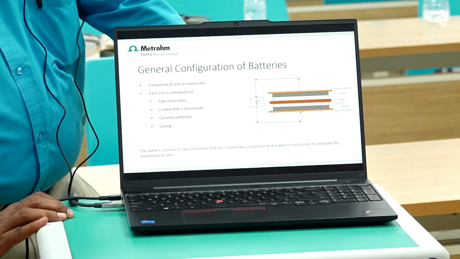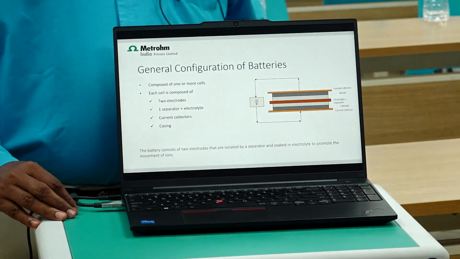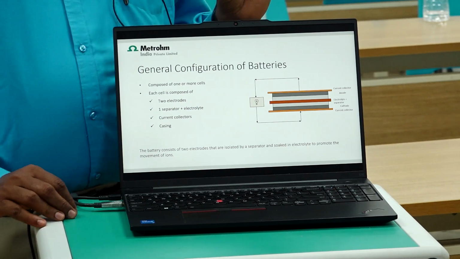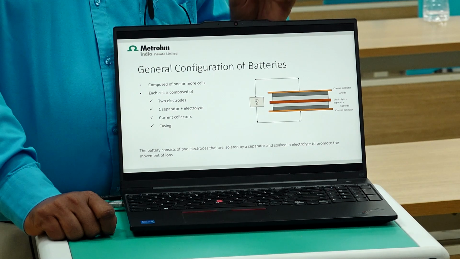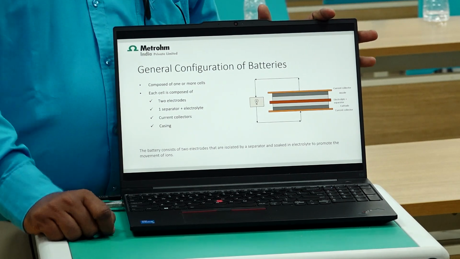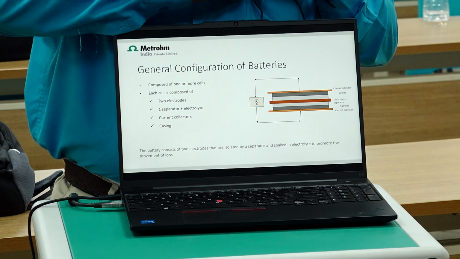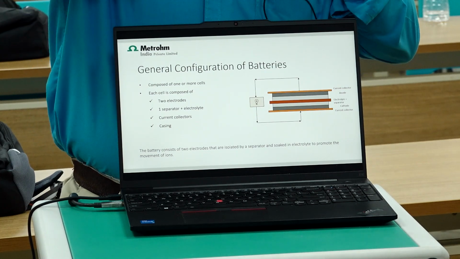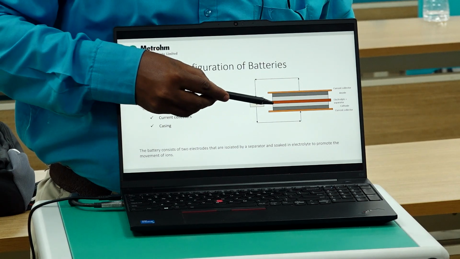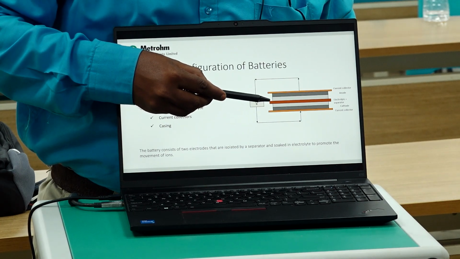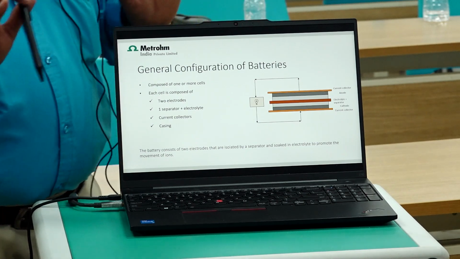So coming to battery, what is a battery? In a simple way, a battery consists of two electrodes and an electrolyte, which is separated by a separator, and it has a current collector. In a simple way, these two are current collectors. One is anode, one is cathode, and this is a separator. This is how a simple battery system will look.